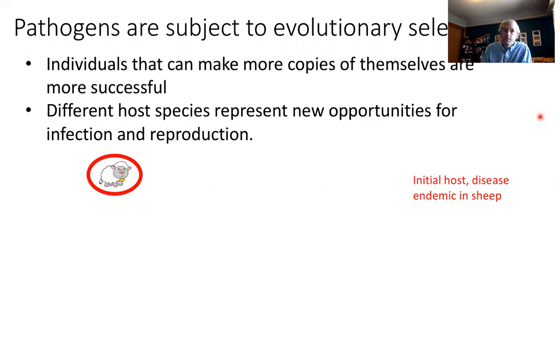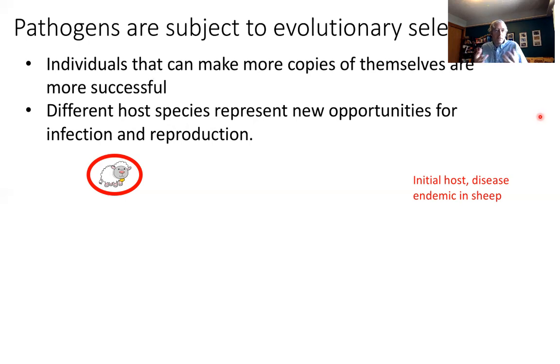And this is critical, because what that means is individuals that can make more copies of themselves, so reproduce a lot, are more successful. In the same way that a bird that has some particular characteristic or trait that makes it able to collect more food is going to do better in life, it's going to produce more offspring. Those offspring are going to carry the trait of that parent bird. It's exactly the same with pathogens. Individuals that can make more copies of themselves, that can reproduce more, are by definition more successful.